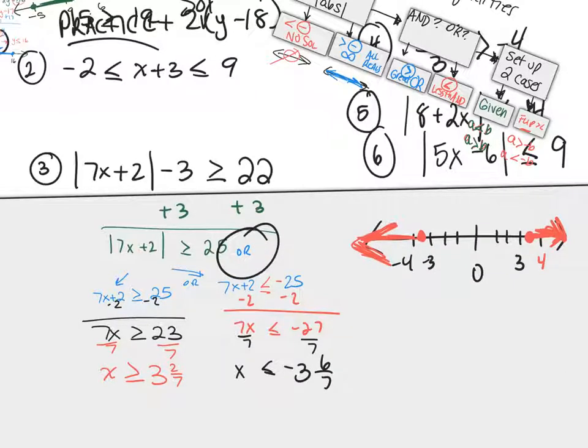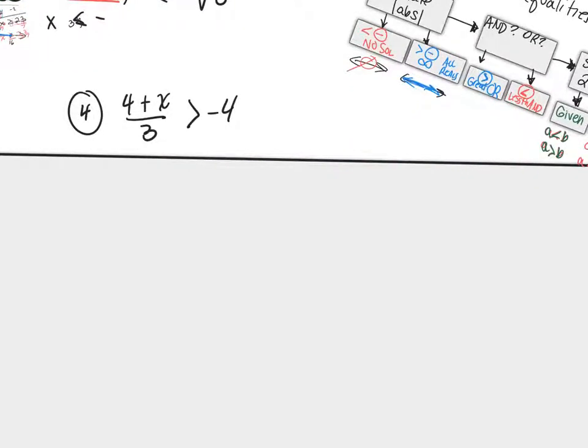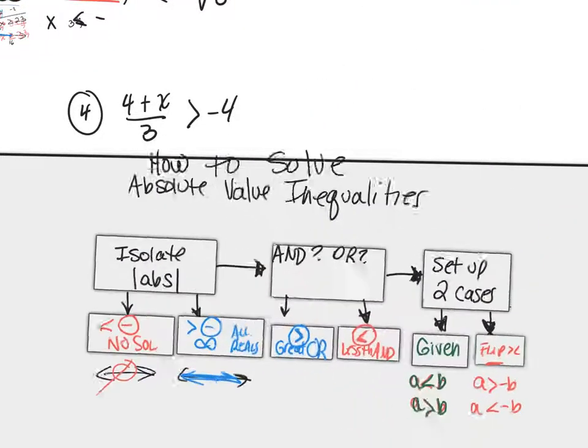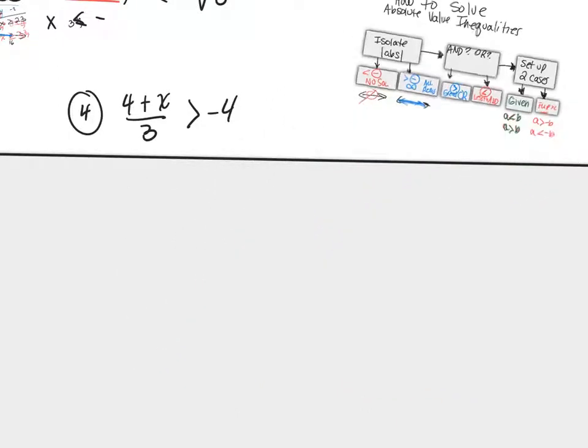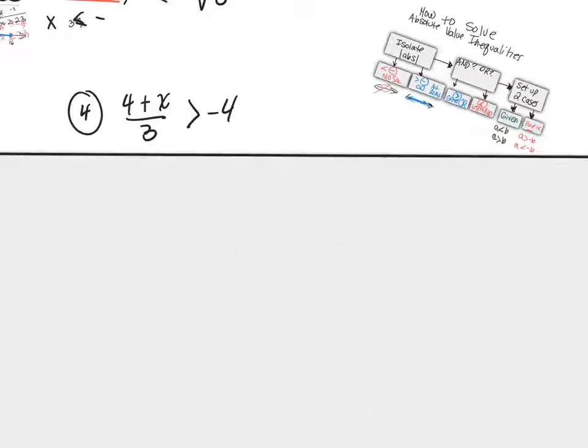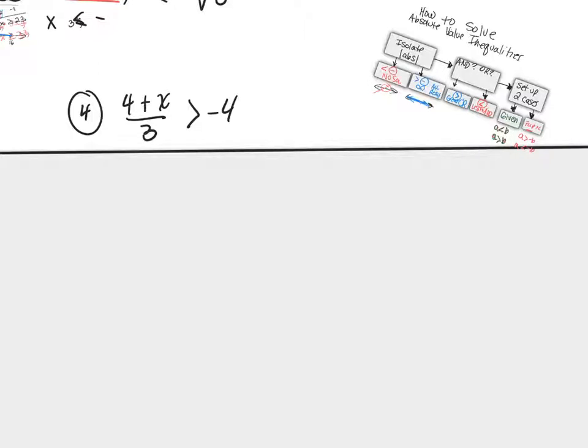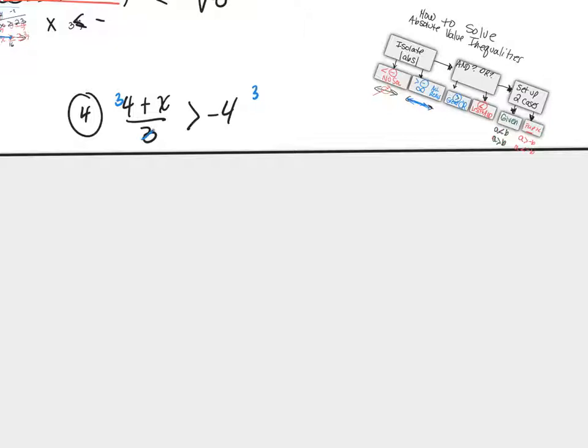Okay, so that was number 3. Number 4, is this an absolute value inequality? No. So this part, we don't have to worry about. It's just a regular inequality. The first thing you have to do is get rid of that division. So you multiply both sides by 3. When you multiply both sides by 3, what you're really doing is undoing that division. So you get, on the left-hand side, 4 plus x is greater than -12.